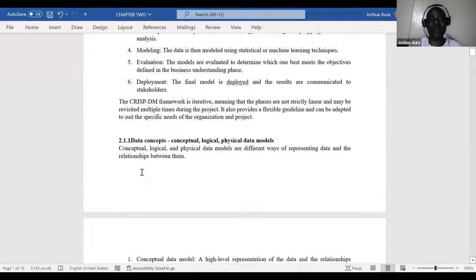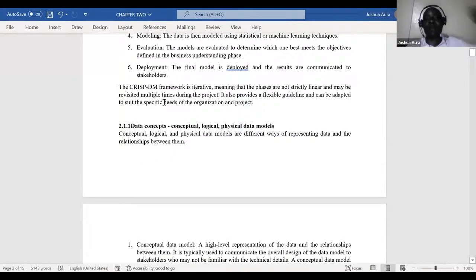Ladies and gentlemen, from there we go to the CRISP-DM framework is iterative, meaning that the phases are not strictly linear and may be revisited multiple times during the project. Iterations means what here? A number of times, number of steps. You don't have to say that you're going to go for evaluation just once. You must keep on going back to them just to confirm that everything is in order. There are loops in it. If you remember, there is even a diagram that I showed you, which shows that this thing is like a wheel, which is supposed to iterate, which is supposed to be moving.